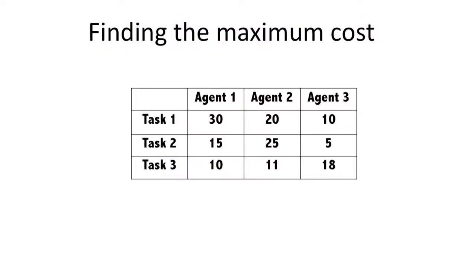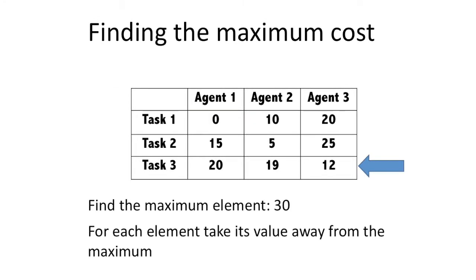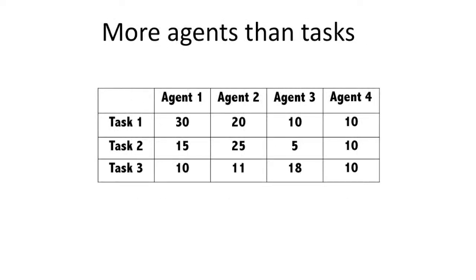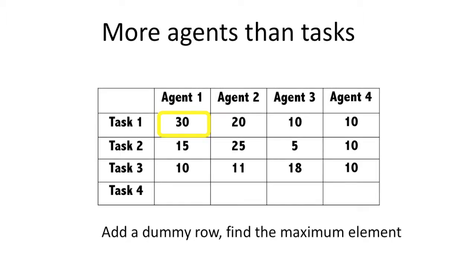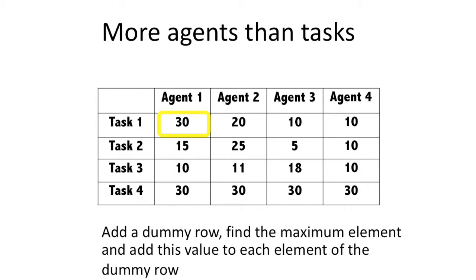To maximise the cost of assignments, find the largest element in the grid, then subtract all the elements from this number. For example, in this grid, the maximum number is 30, so we subtract all the elements from this. We then apply the algorithm as normal. If we have a different number of agents to tasks, we can just create dummy agents or tasks so that the number of agents and tasks are equal. The costs associated with these dummies are the maximum value in the cost matrix. Once added, apply the algorithm as normal.